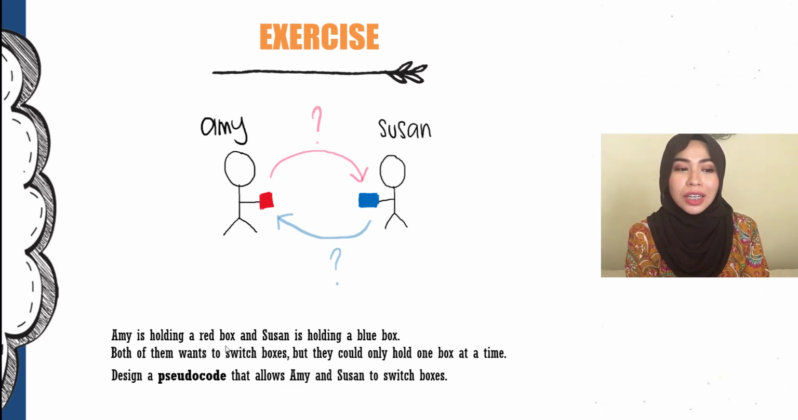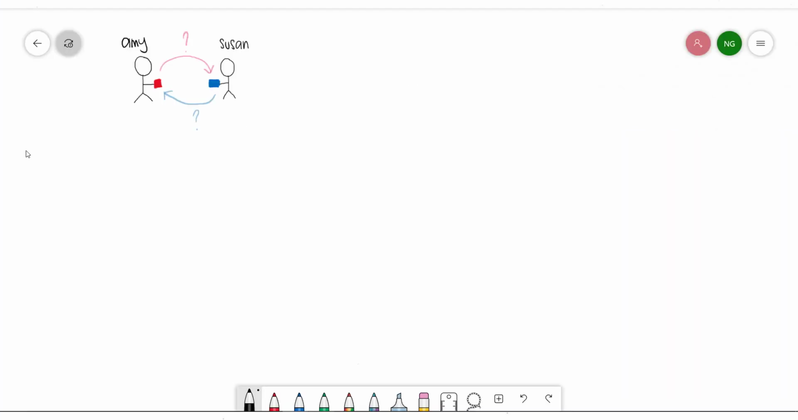Let us try to design a pseudocode that allows Amy and Susan to switch boxes. As always, for pseudocode, we must have start. The next thing is, we know that right now Amy is holding a red box, whereas Susan is holding a blue box. What we want to do right now is switch these boxes. We want to give the red box to Susan and the blue box to Amy. So how can we do that?